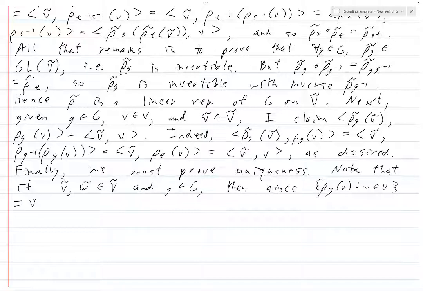So then since this is equal to this, which is equal to V, you know that ρ̃(g)ṽ equals w̃ evaluated at ρ(g)v for all v in V if and only if the inner product of ṽ with v is equal to the inner product of w̃ with v for all v in V, because we can just interchange the image of capital V under ρ(g) with just elements of capital V. And this holds if and only if ṽ equals w̃.